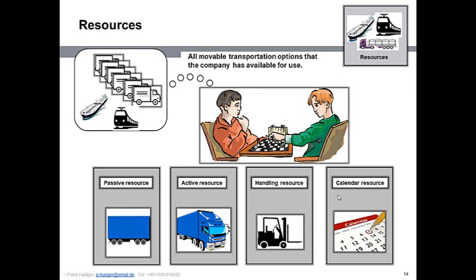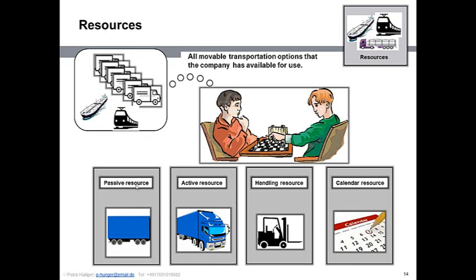Okay, so next thing about the resources, and I promised I would give more information. You can see here, resources are all the immovable transportation options that the company has. So here you can see the chess player. In some respect, the scheduler is a chess player. He has to think about the best way to go from A to B with the resources that he has available. So here you have trucks and a ship, a barge, and a rail car. So this is the type of resources you can have.